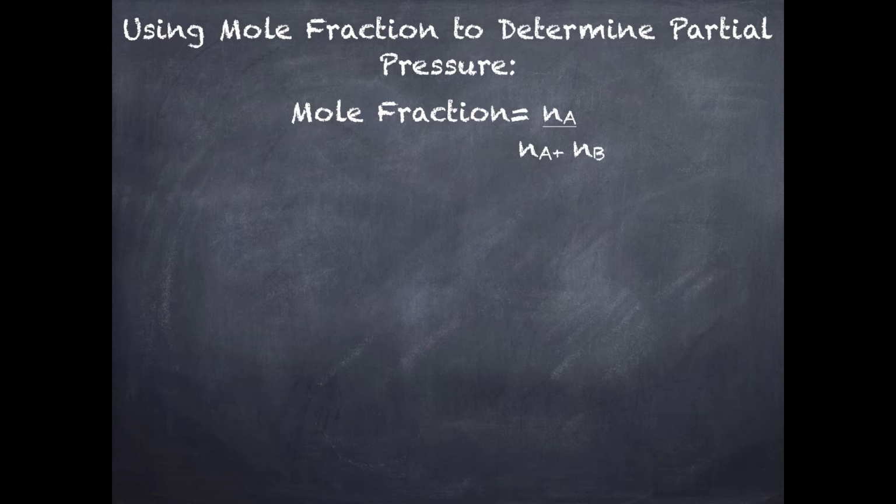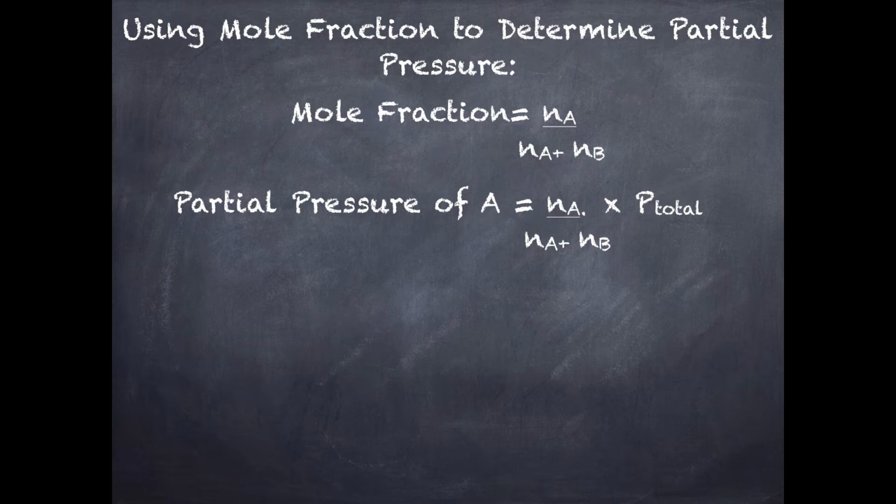So it's that simple. The way that you can use your mole fraction is that the partial pressure of A is going to be the mole fraction of A, the number of moles of A divided by the total number of moles, multiplied by the total pressure. And this is useful because if you know the relative number of moles and you know the total pressure, you can determine the partial pressure of each of the substances that's in a solution of gases or that's in your container.